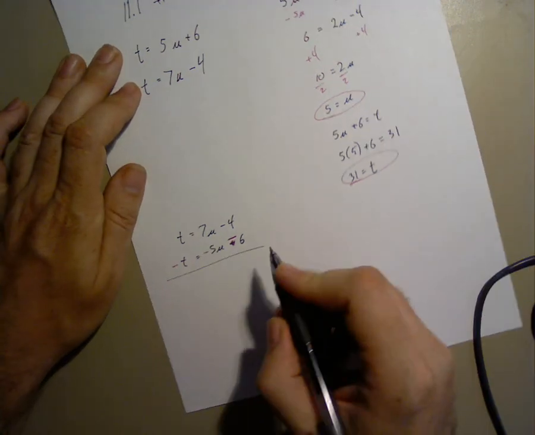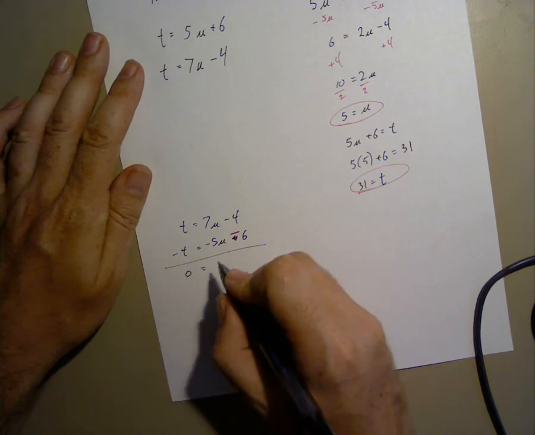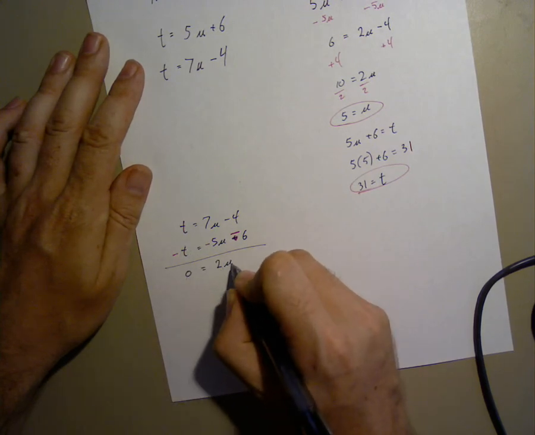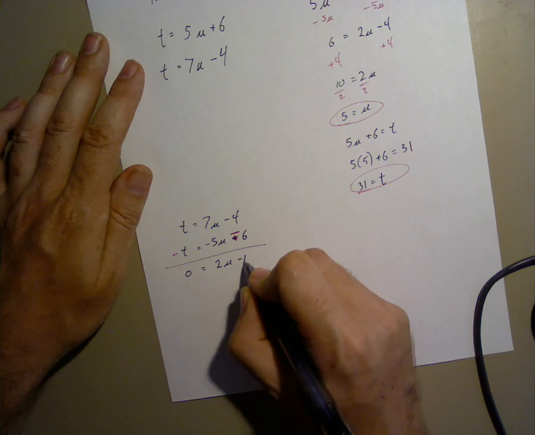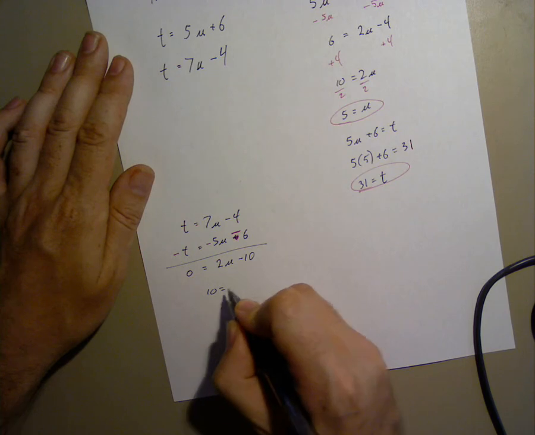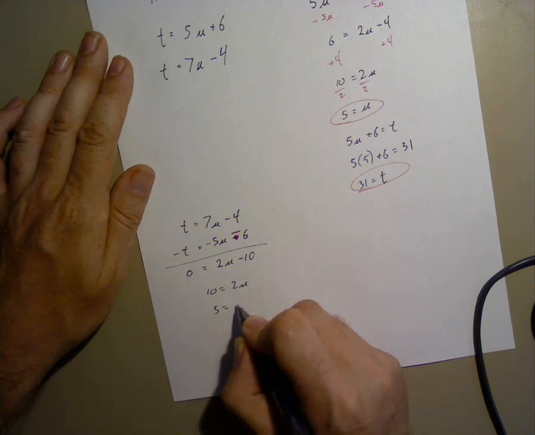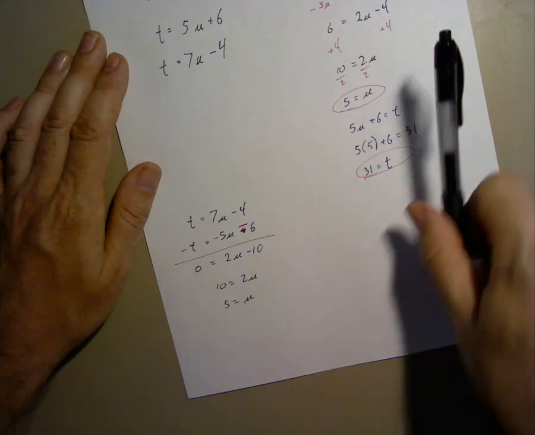Now, we add these together, we get 0 plus 2u minus 10, which is 10 equals 2u, which is 5 equals u.